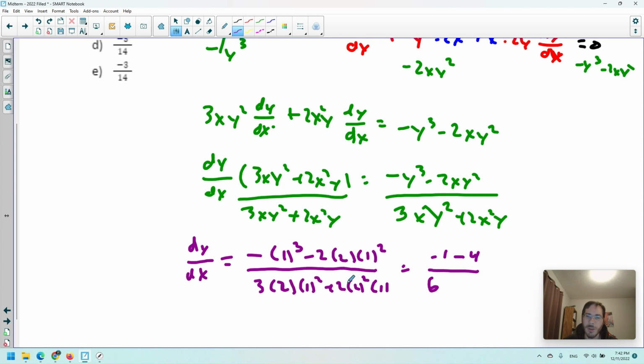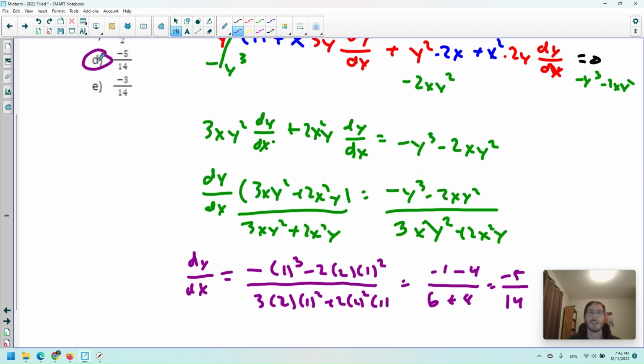1 squared. 2 times 2 times 2 is 8 plus 8. So that's negative 5 over 14. And that is an answer choice. That is answer choice D. So nice implicit question. We had to go through all 4 steps of the process, and we also got to do the substitution. So very cool.